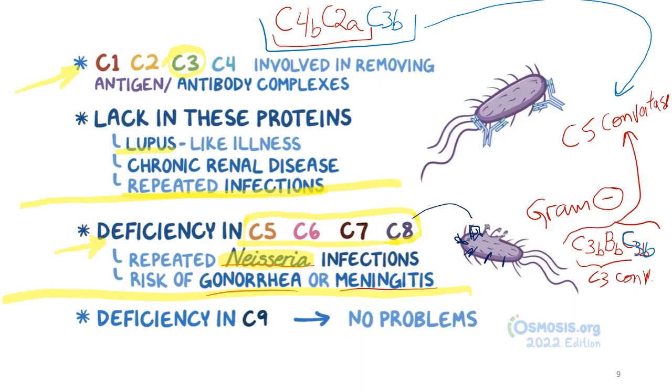Now, if you have a deficiency in this last one here, C9, then you don't have problems. Okay? Because C9 is just an added punch or added hole to the bacterium, but if you don't have C9, the other guys here already take care of the problem of bursting the membrane.